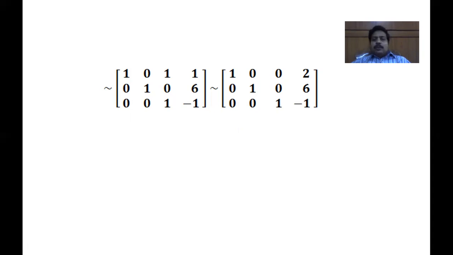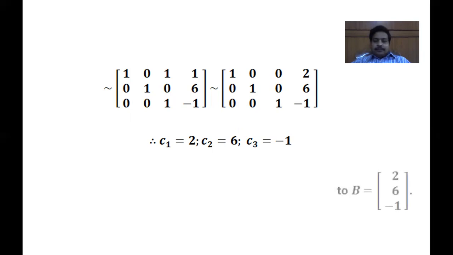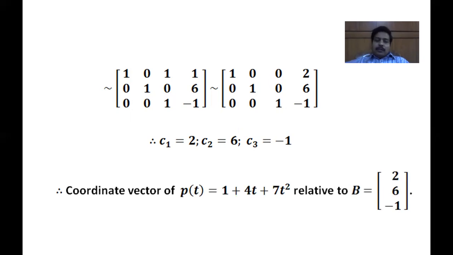So now C1 is 2, C2 is 6 and C3 is equal to minus 1. These are the required weights. So the coordinate vector of p(t) equal to 1 plus 4t plus 7t square relative to B is equal to 2, 6, minus 1. So these are the coordinates of the polynomial.